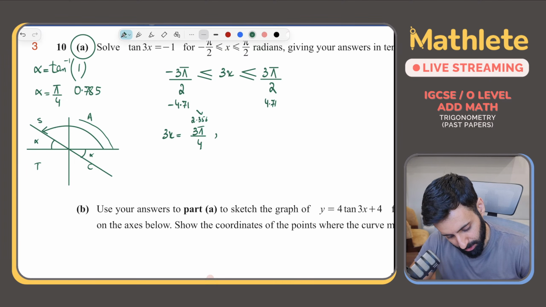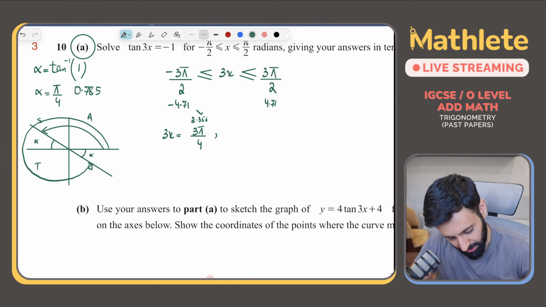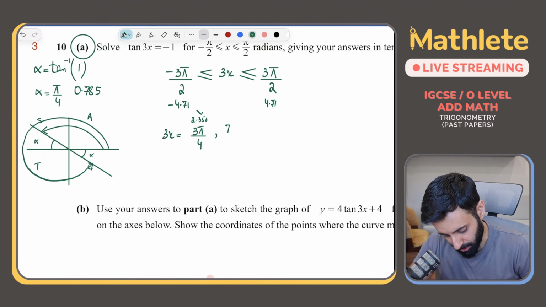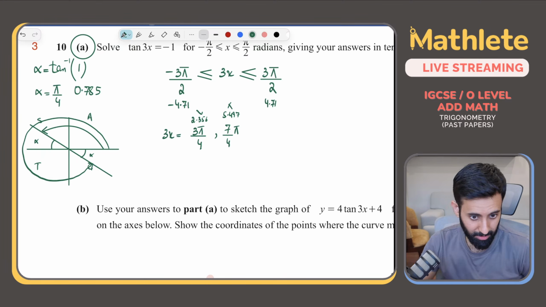And then what about this one? This will be 2 pi minus alpha. So what's 2 pi minus alpha? 2 pi minus pi upon 4. That's equal to 7 upon 4 pi. Now, what do you say about 7 upon 4 pi? Do we consider it? This is 5.497, which means we're not going to consider it.